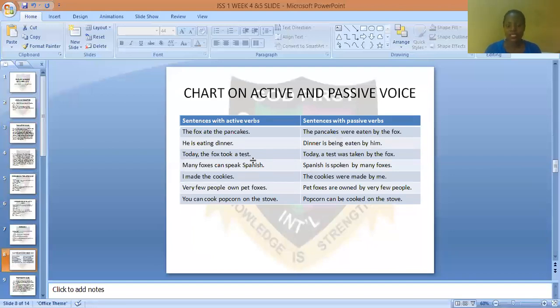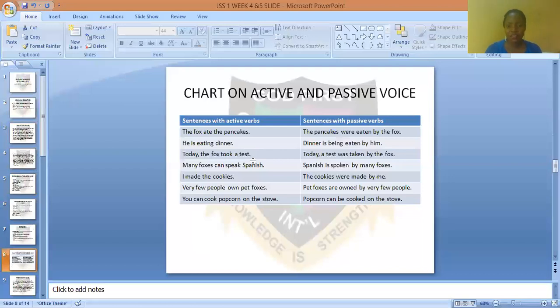He is eating dinner. This is the present continuous tense. Dinner is being eaten by him. Today, the fox took a test. Today, a test was taken by the fox.